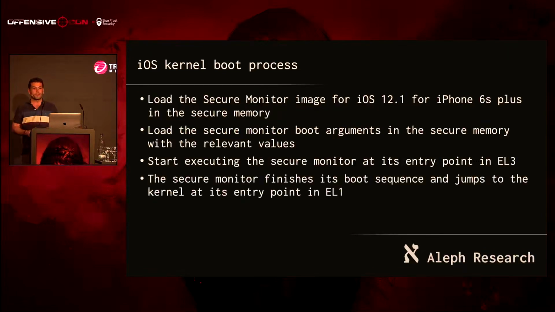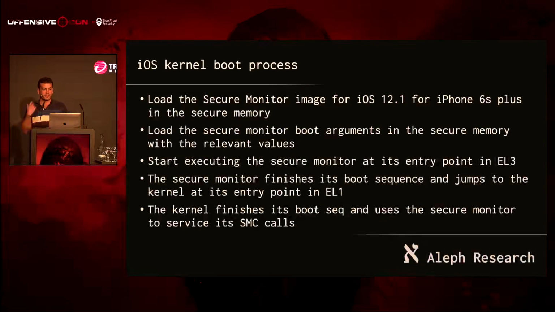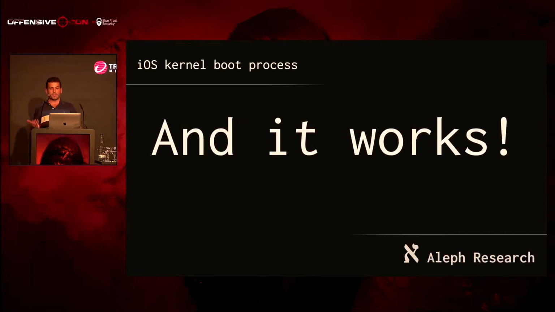The secure monitor finished its boot sequence and jumped to the kernel at its entry point in exception level 1. The kernel, in its turn, finished its boot sequence and used the secure monitor to service its secure monitor calls, and we're now able to boot the kernel on QEMU.